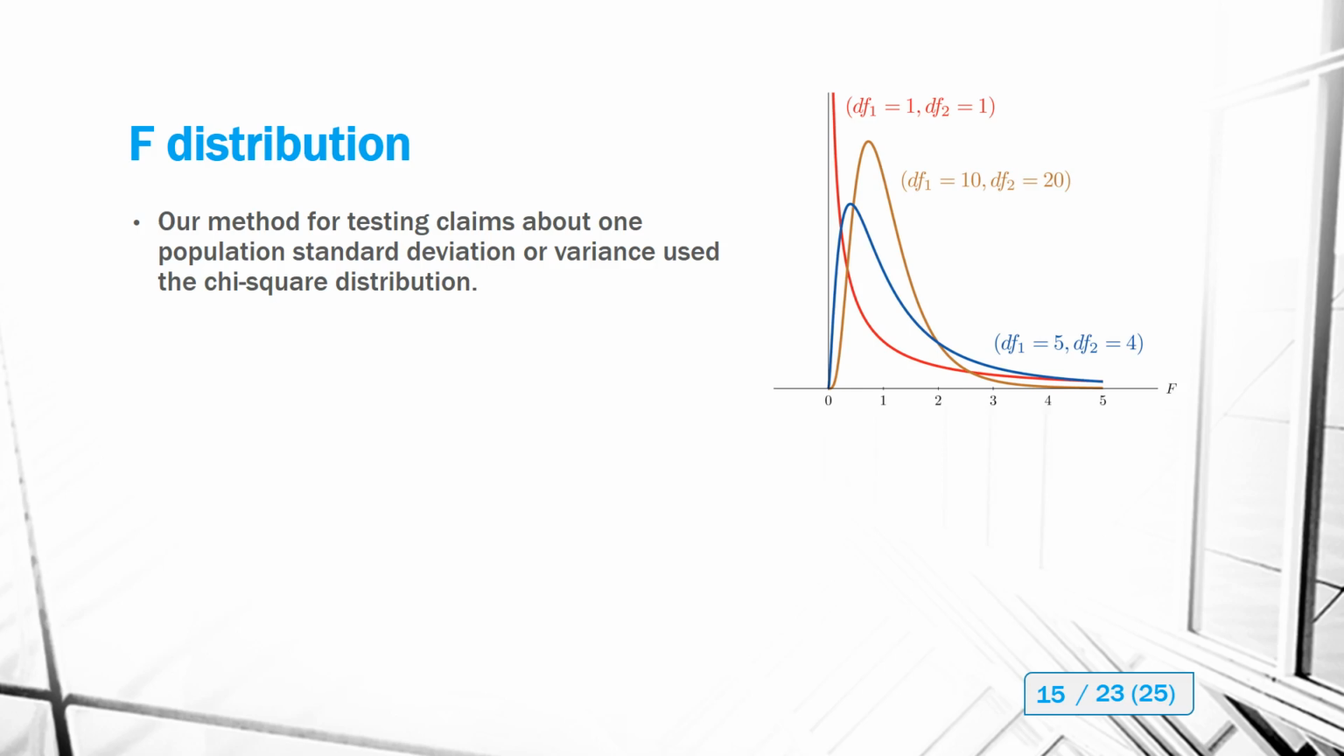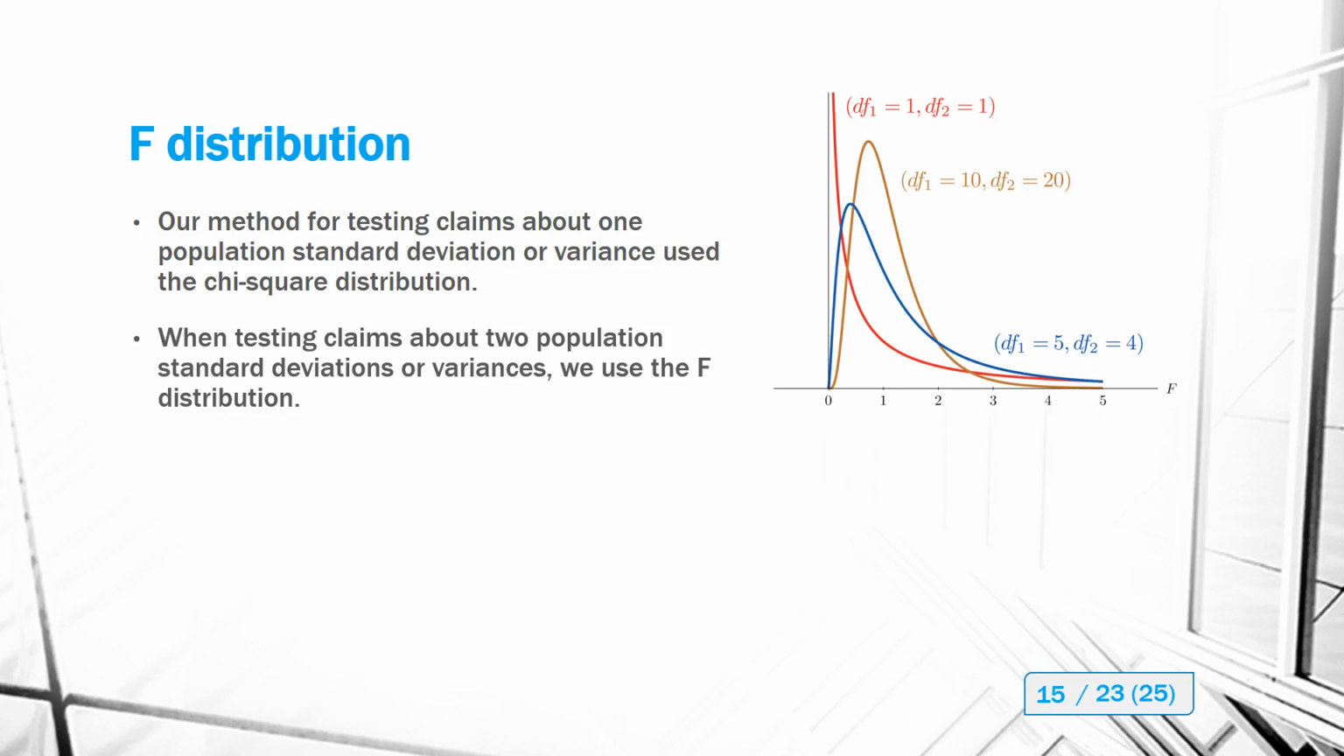Remember that when we were testing claims about one population standard deviation or variance, as we did in Chapter 8, we used the chi-square distribution. Now that we're looking at two population standard deviations or variances, we're using a different distribution called the F distribution. The F distribution is very much like the chi-square distribution, but there are some minor differences that are very important that make it more applicable for testing two population standard deviations or variances.